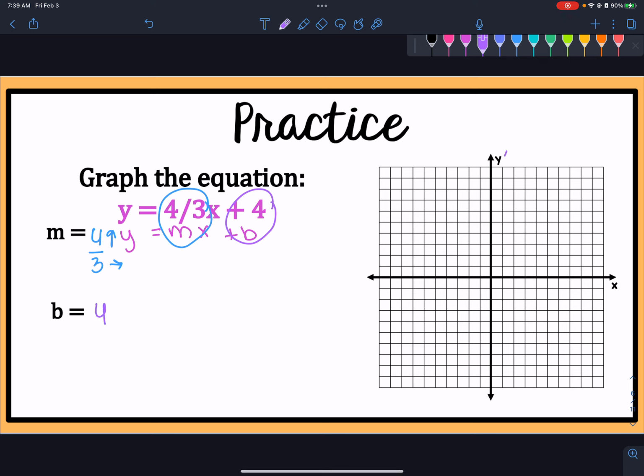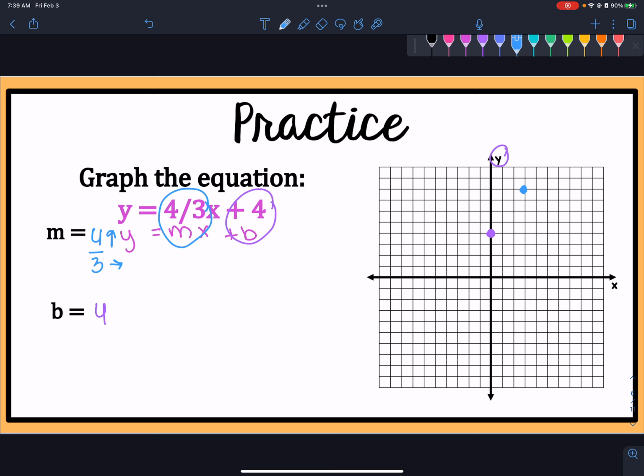So again, on my y-axis, starting at my origin, I'm going to count up 1, 2, 3, 4. That is our starting point. Now my slope is 4/3, so I'm going to count up 1, 2, 3, 4, and over 1, 2, 3, and there's my point.